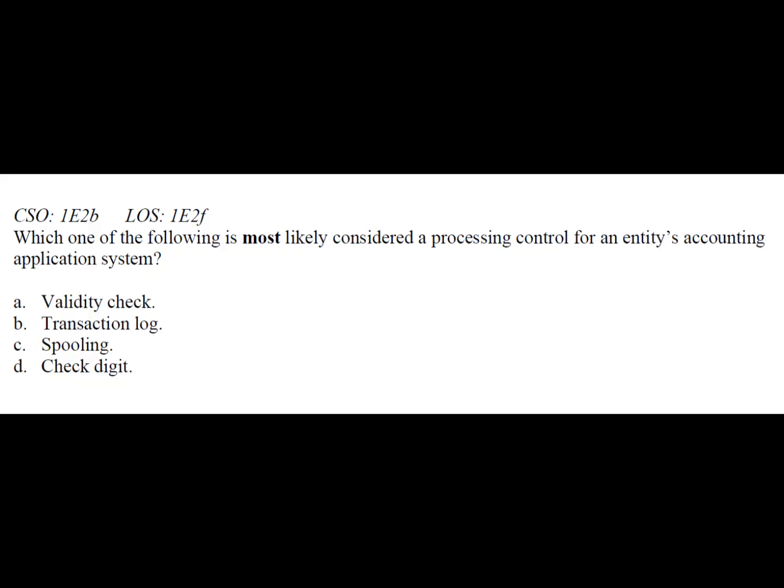Output controls ensure that processed information is distributed accurately and securely. To answer this question, students must identify which option monitors or documents the processing of transactions rather than validating input data or managing system resources. Understanding the purpose of each control type is essential for evaluating the reliability of computerized accounting systems and preventing errors or unauthorized transactions.